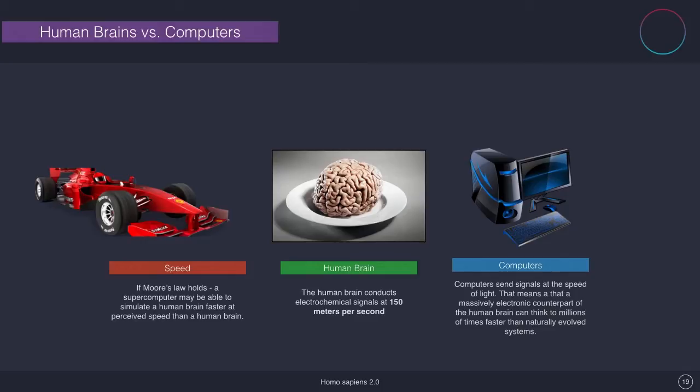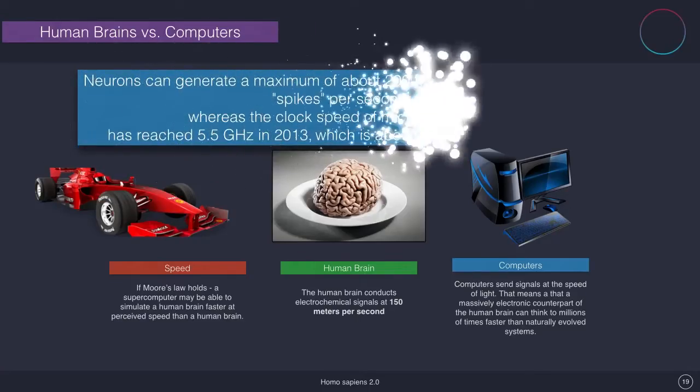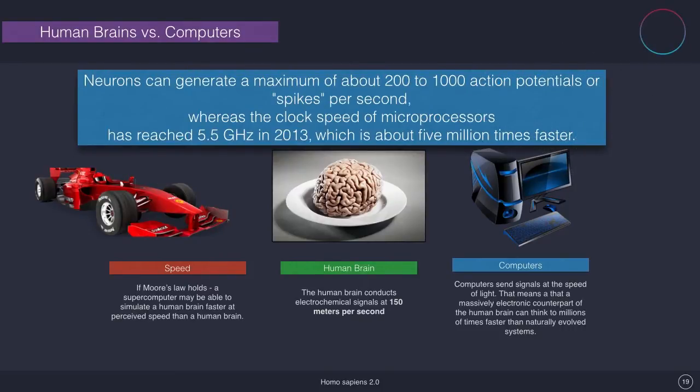So in terms of speed, if Moore's law holds, and Moore's law, of course, is the idea that technology is exponentially increasing, a supercomputer may be able to simulate a human brain faster at perceived speed than an actual human brain. Neurons can generate a maximum of 200 to about 1,000 action potentials per second. And in 2013, the clock speed of a microprocessor reached 5.5 gigahertz, which is 5 million times faster. So current processors can actually process information 5 million times faster than individual neurons. So theoretically, it's not out of the realm of engineering possibility that a supercomputer or even a normal computer can simulate a human brain.